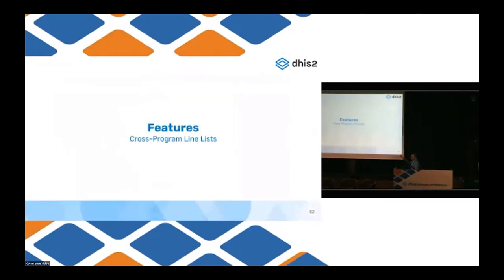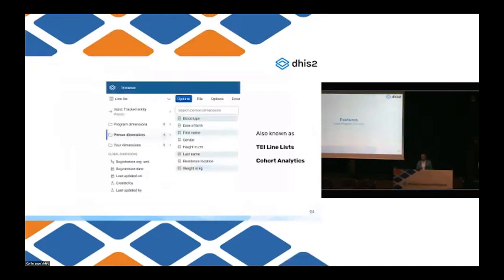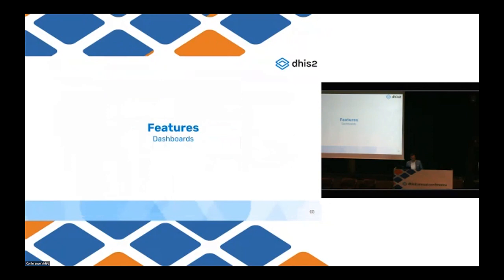So now I'm going to go through some more features quickly. We don't have a lot of time, so I'm just going to go quickly through them. One of those is cross-program line lists. So we introduced the line listing application recently, but that is only listing events and enrollments. We now will have the ability to introduce tracked entity line lists or cross-program line lists to be able to analyze cohorts of people that are across different programs.